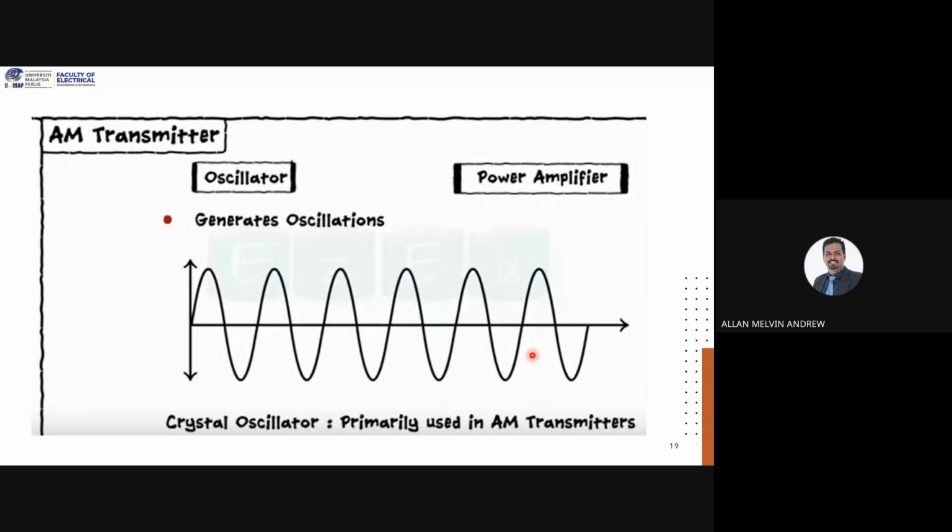Okay, so in AM transmitters, the oscillator will generate the oscillation or the carrier frequency. The carrier frequency will be like this. Usually we will use a crystal oscillator. Primarily we will use this in AM transmitters. So the crystal oscillator will create a carrier frequency.